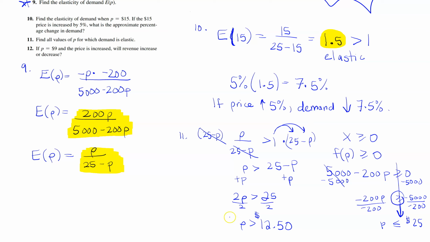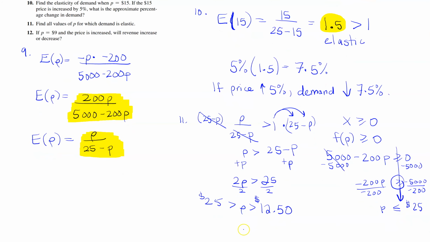So when I come over here to find for which prices my demand is elastic, I need to cap that at $25. That just looks weird. So we would really write it like this. We would put the lower cap, that $12.50, first, and then we'd put the upper cap on the right side. Okay, so any price between $12.50 and $25 will create an elastic situation.